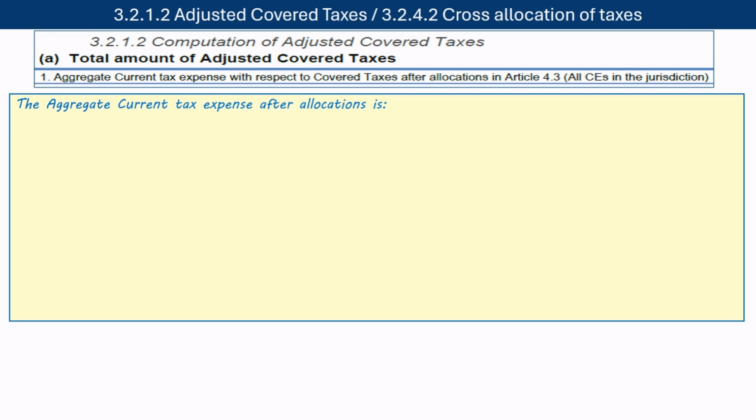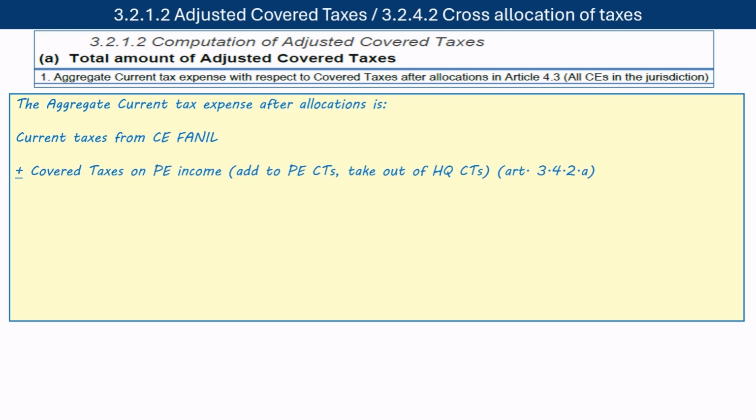And what you do, to calculate the effective tax rate, is you take those taxes which relate to the income of the other entities and you allocate the taxes to those entities, just like you will allocate the income to those entities, right? So when it comes to the current taxes for the constituent entity, you take the covered taxes of PE income and you either plus or minus that.